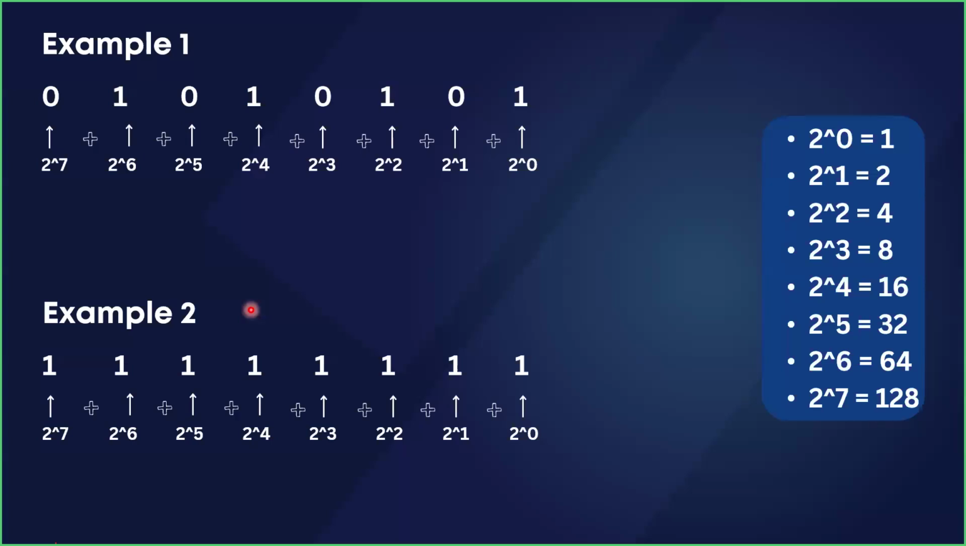Example one is 01010101. All ones is 256. Oh, are you sure it's 256? Yeah, you sure you don't want to cross check it again? One minute. Sorry, 2 to the power 7 is 128. Yeah, 255, not 256. It's 255. Right.